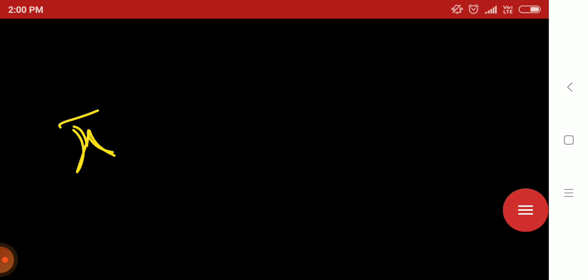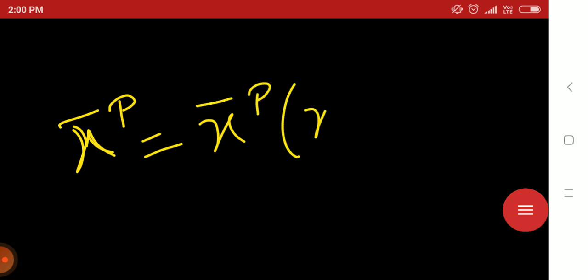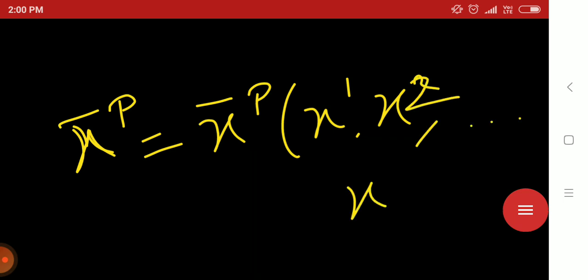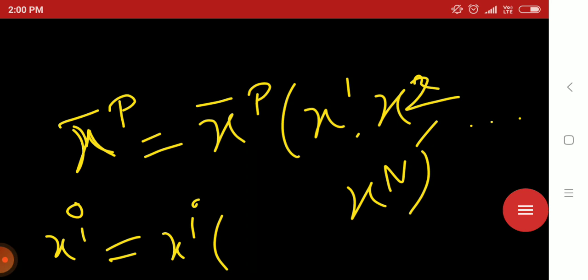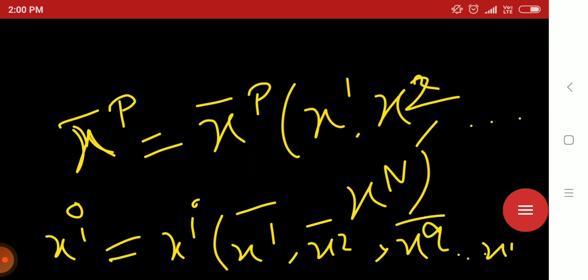X bar p equals x bar p function of x1, x2, dot xn. Similarly, we can write xi will be related to xp as xi equals xi function of x1 bar, x2 bar, xq bar, dot xn bar. So we can write as a linear transformation.